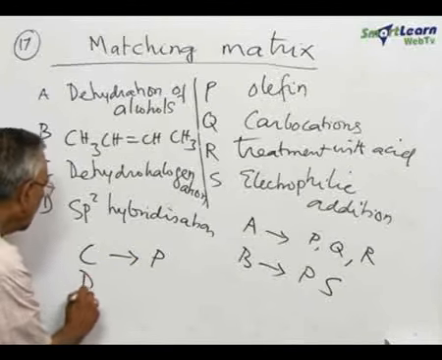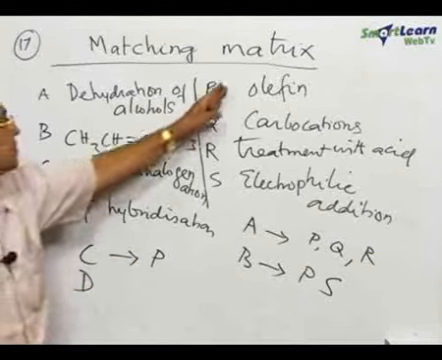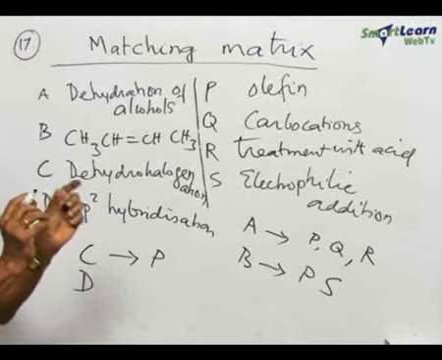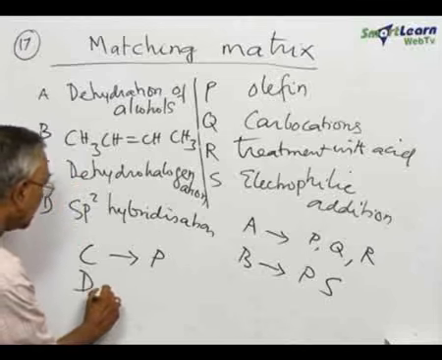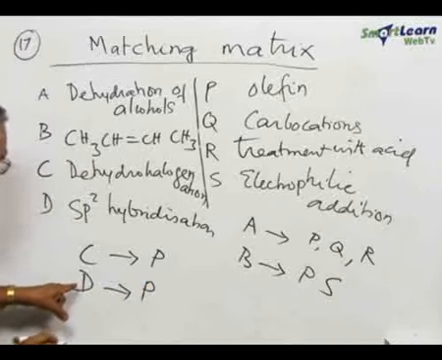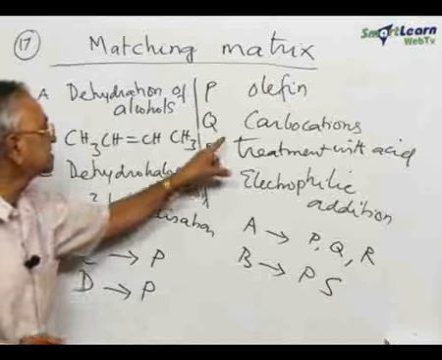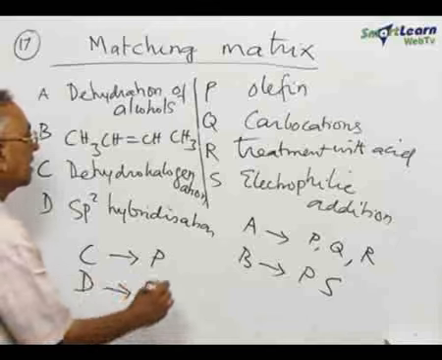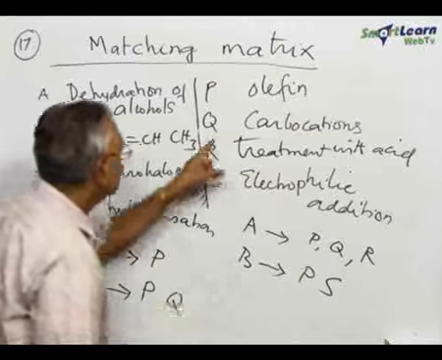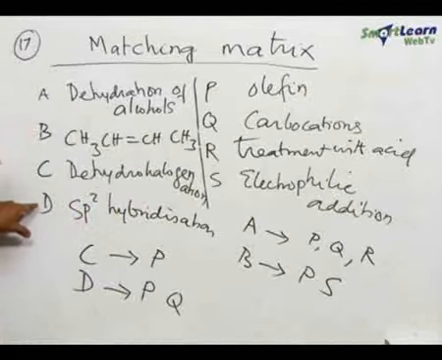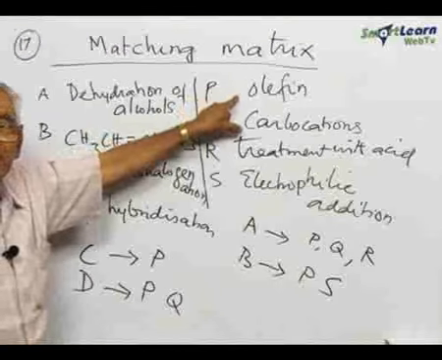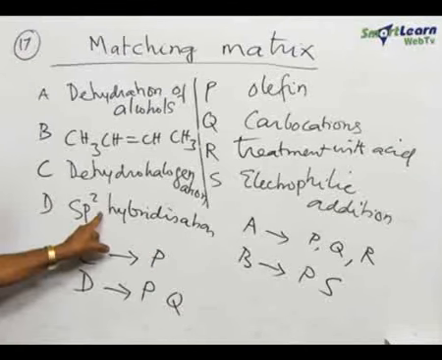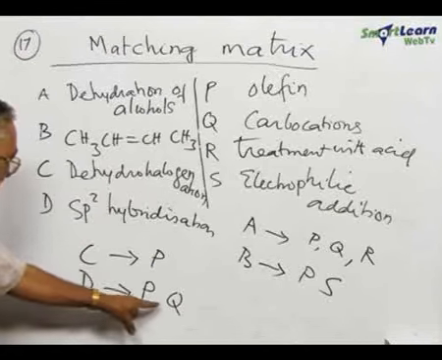Then the last one, D, is sp2 hybridization. Olefin is actually the hybridization of the carbon present in the olefin. You will observe an sp2 hybridization in the olefin, which is P. And as far as D is concerned, sp2 hybrid carbocation, the hybridization of the carbon in a carbocation is also sp2. Q is correct. So, as far as sp2 hybridization is concerned, the olefinic carbon, the carbon containing the double bond, will have the sp2 hybridization. P is correct. Carbocations are also produced.